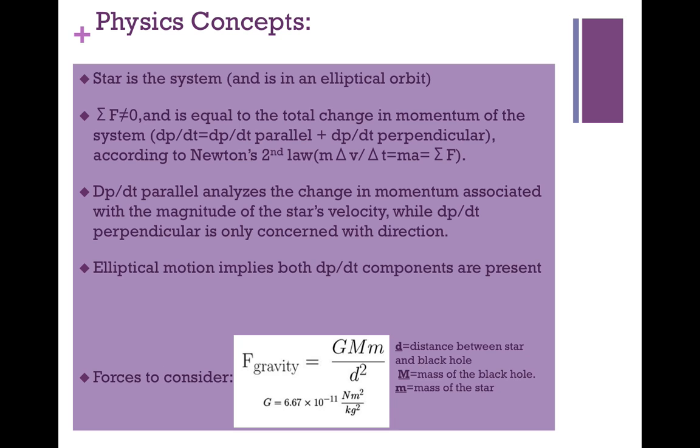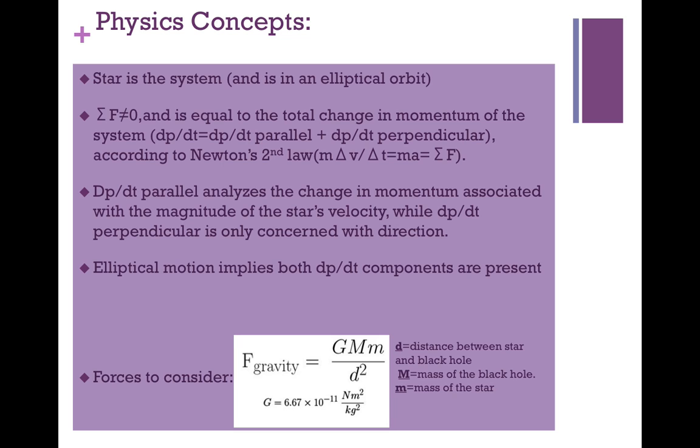Physics concepts: the star is the system, of course, we're associating with. It's orbiting in an ellipse, as most things do orbiting around gravity. F net is not equal to 0, it is equal to the change in momentum over time, because m times the change in v over change in t is equal to mass times acceleration, which is equal to the sum of the forces by Newton's second law.